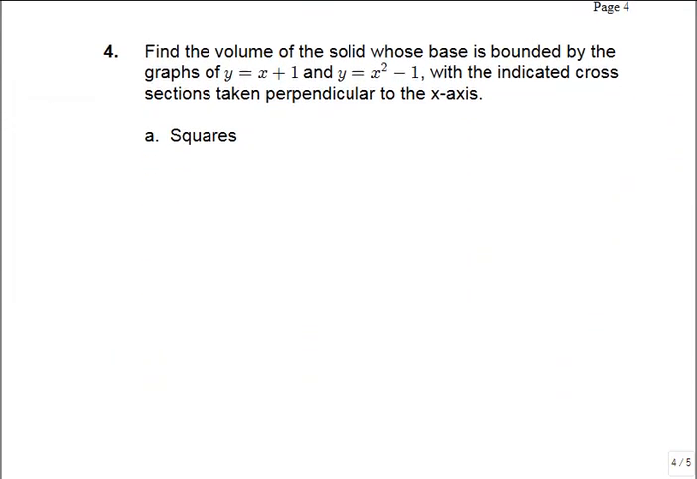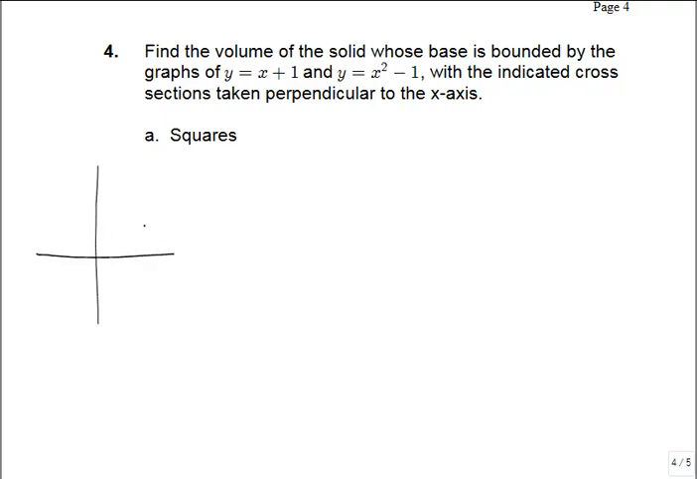All right, let's try another example. Find the volume of the solid whose base is bounded by the graphs of y equals x plus 1 and y equals x squared minus 1 with the indicated cross sections taken perpendicular to the x-axis. So first thing you've got to do is draw your base region, whatever the region is bounded by. So we're bounded by the graph of y equals x plus 1 and y equals x squared minus 1.